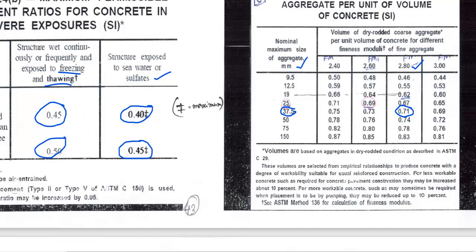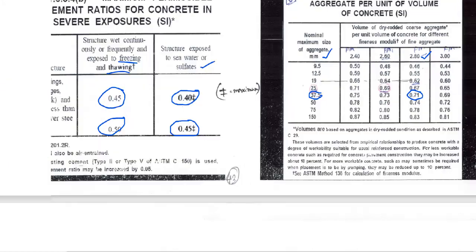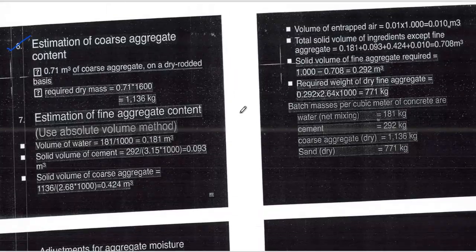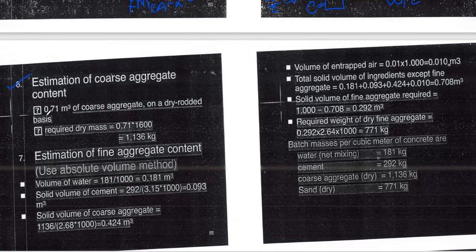So in case of percentage, it is 71% of total. So once you have this, they consider 0.71 meter cube of coarse aggregate on a dry rodded basis. So this is the volume, not per unit. Keep in mind, this is the exact volume per meter cube of concrete. So you know the unit weight, which is 1600 kg per meter cube.